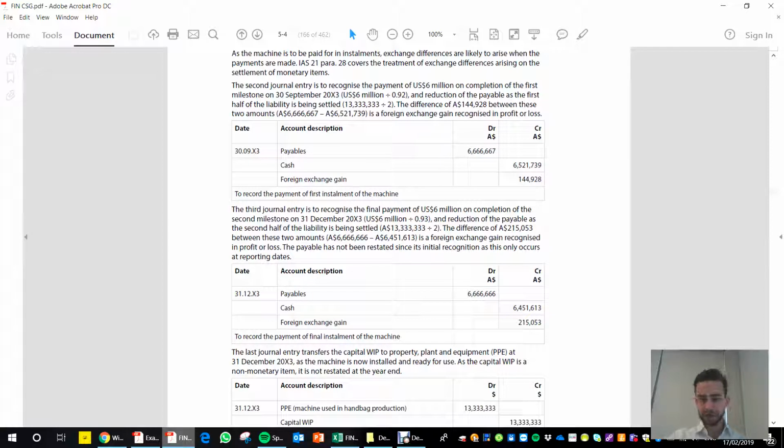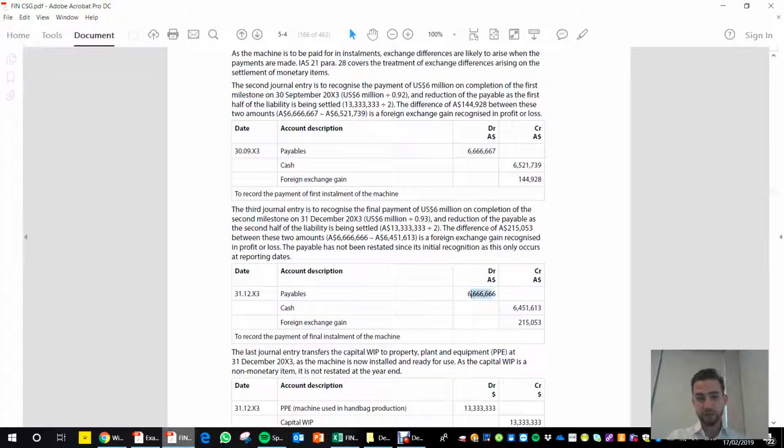Now, the third journal entry is to recognize the final payment. Again, it's a very similar approach. The final payment is due on 31st of December. It's $6 million US, that's not changed, but the exchange rate has changed. So 6 million divided by 0.93 equals that. That's how many Australian dollars cash they have to pay on that date.